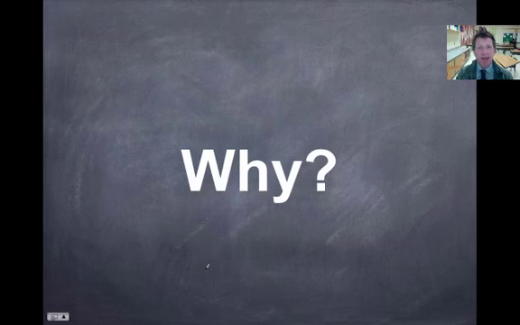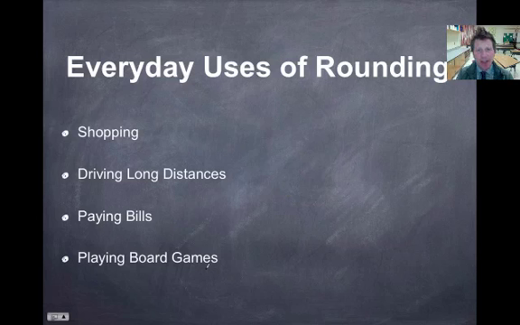But teacher, why do we have to do this? What are some everyday applications for this? Why do we have to learn it? Well, you need to learn it when you go shopping to know if you have enough money or if you need to hit up the ATM. You need to know it if you're driving long distances so we don't have to say, are we there yet? For paying bills. You're hearing that money thing come up again and again, aren't you? If you need to manage your money the right way, you need to know how to round because you're not always going to have a calculator. And playing board games. Hey, if you want to win at Monopoly, you got to know how to round.